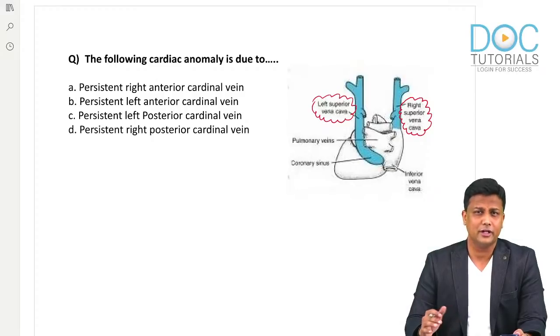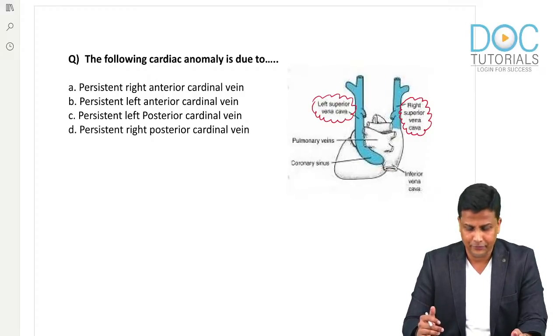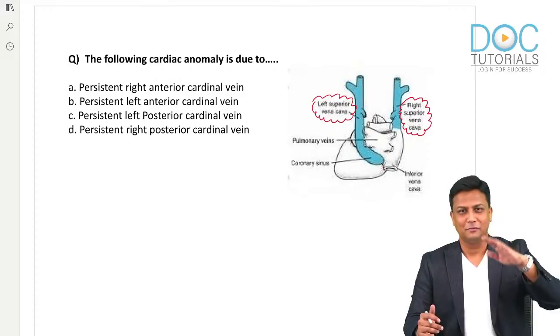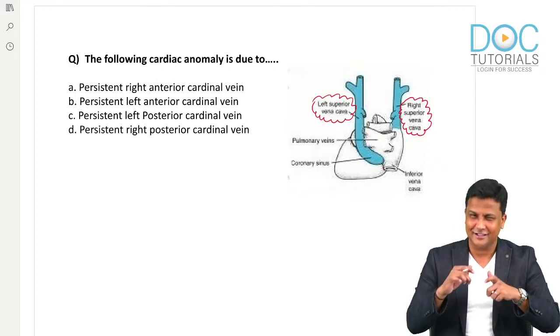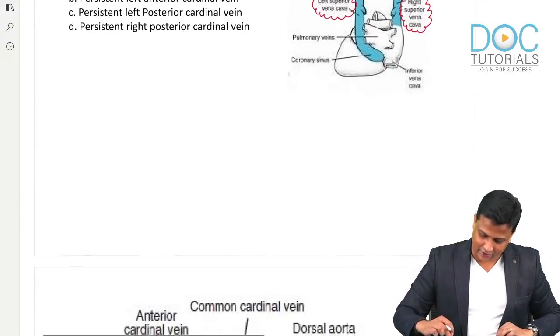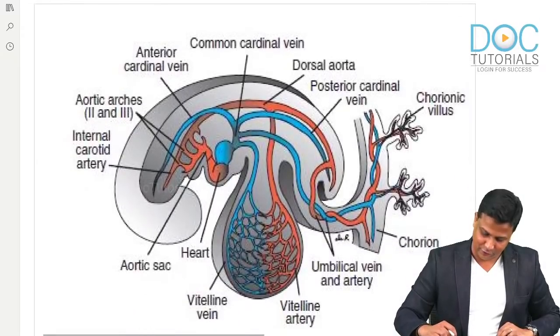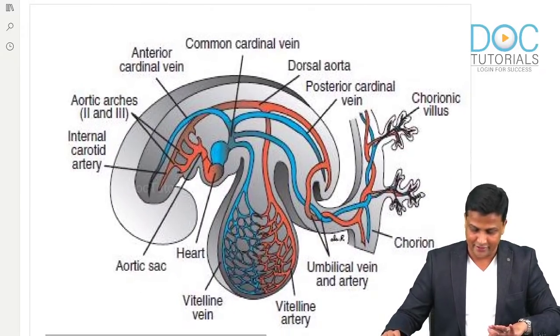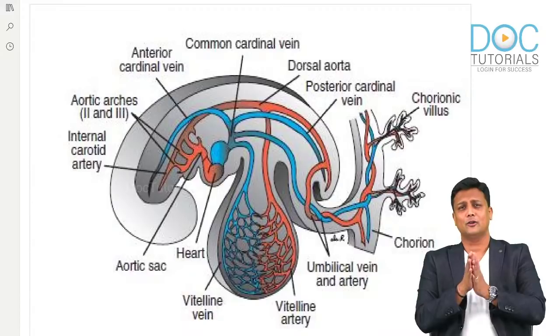Now, the double superior vena cava will be due to what? I don't want my student to just mug up the option over there. So let us see the little bit concept behind that one. I'm going to make it damn easy for you guys. Just be with me for another 5 minutes, and I'm going to make this entire concept damn easy.